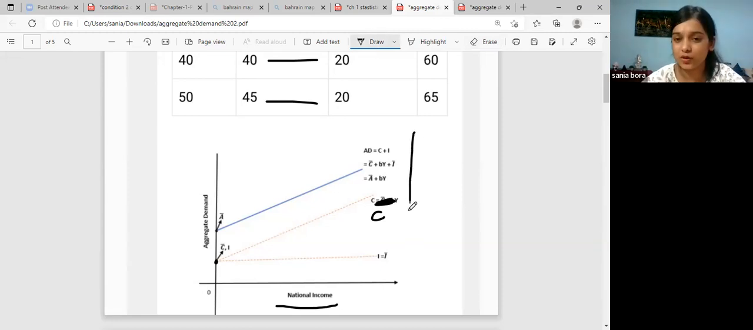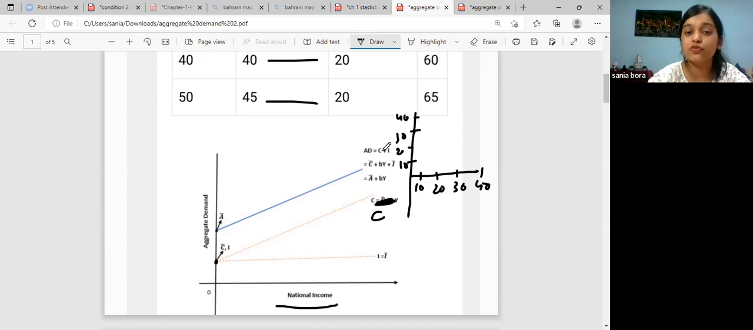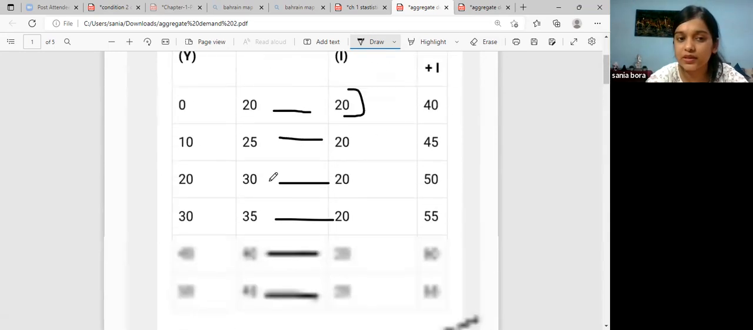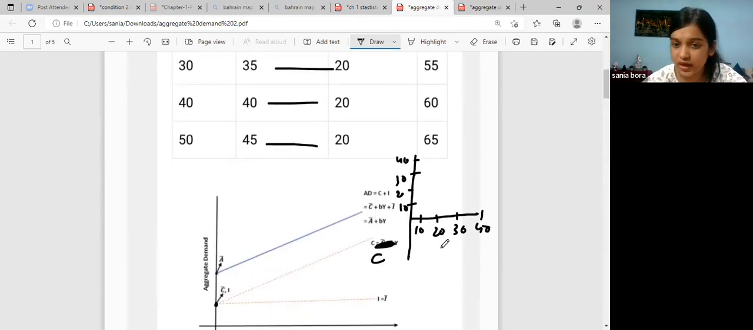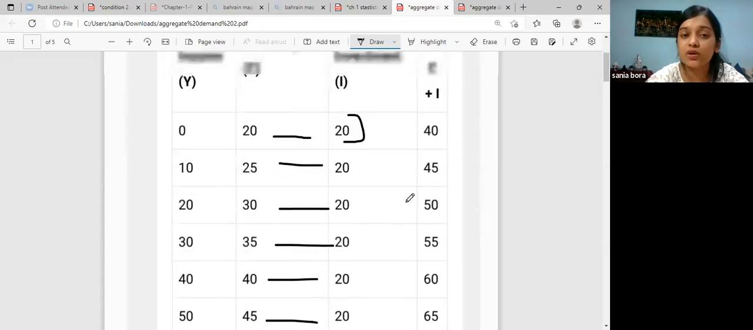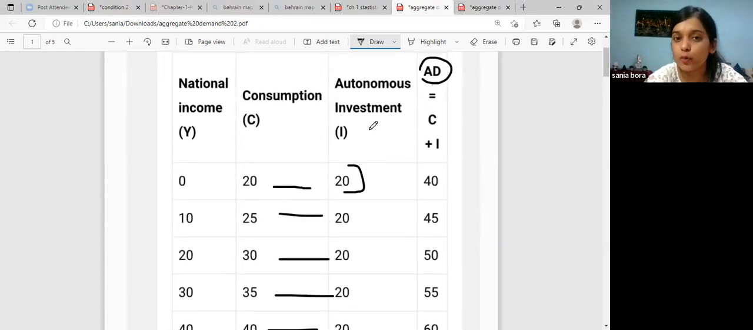For example, this is your graph. This is 10, this is 20, this is 30, this is 40. Let's just take an example. First, this is national income Y, and this is your aggregate demand over here. These are the numbers. So first you will draw autonomous investment.